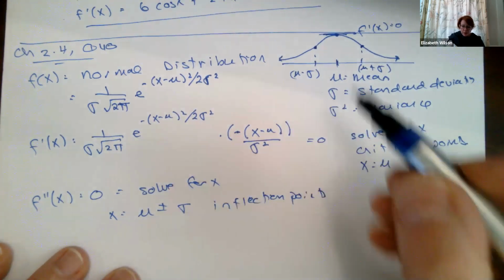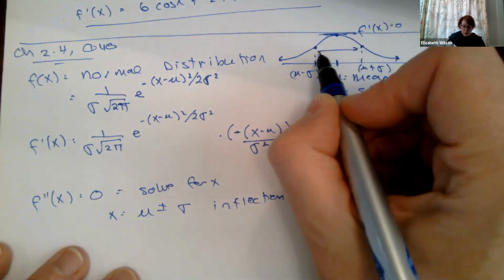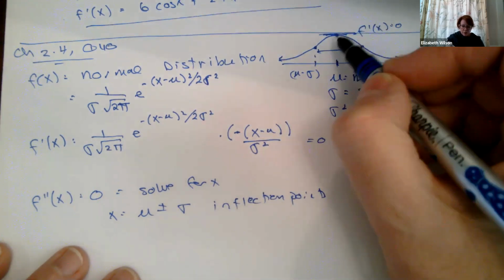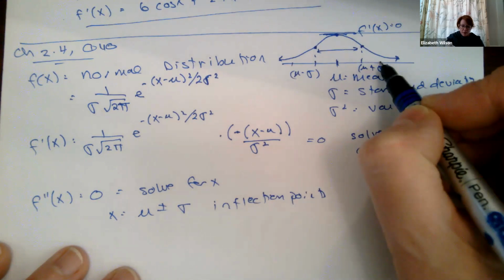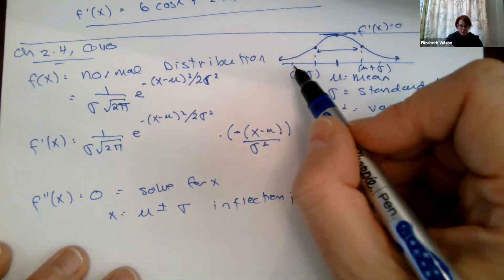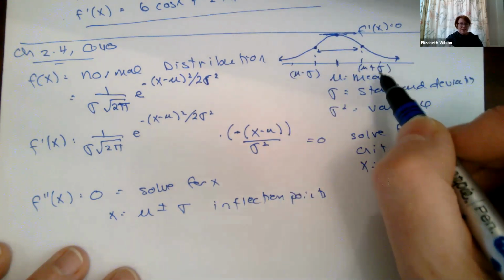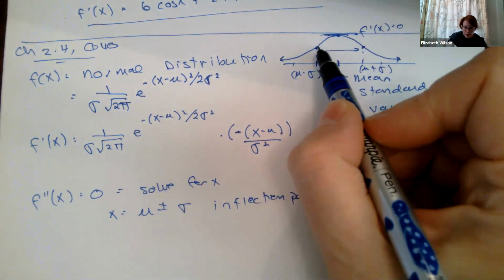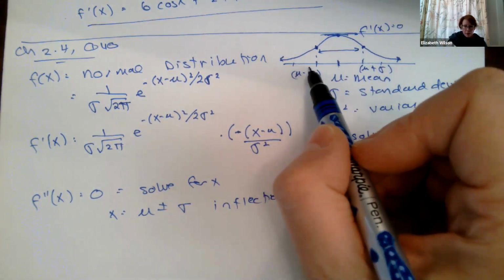Now, we often hear that plus or minus one sigma is about 65% of our curve, the area under the curve. If I go 2 standard deviations, mu minus 2 sigma to mu plus 2 sigma, I've got 95% of my curve. 95% of things happen within 2 standard deviations of the mean. You've heard that. Well, that comes from my inflection point right here, mu minus sigma.